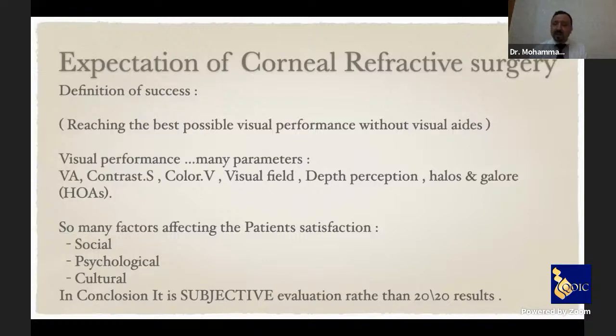Apart from the technical and ocular issues, there are also many other issues like social, psychological, cultural, and the type of personality. So in conclusion, to determine whether it is overcorrection or undercorrection, or when we need to intervene, it's a multifactorial decision which needs to be taken. So sometimes we need to intervene even if the recorded vision is almost 20/20.